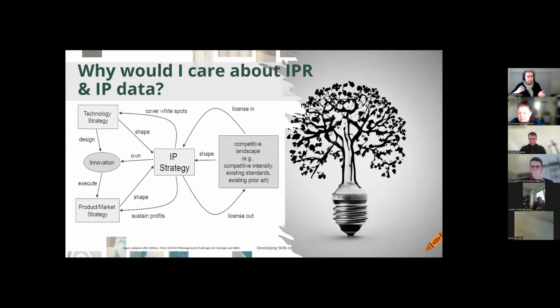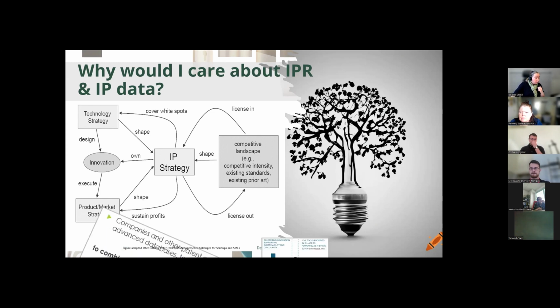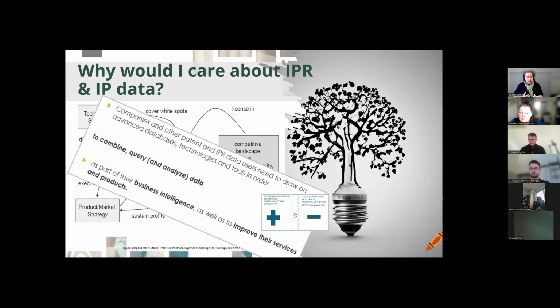It can also help you with understanding the competitive landscape, who's out there, so that maybe you want to avoid something, but it can also help you understand who you can collaborate with, who you can connect to, and so on. So in general, companies use patent and other IP data as part of their business intelligence, as well as to improve services and products, because there is also a big library of knowledge.